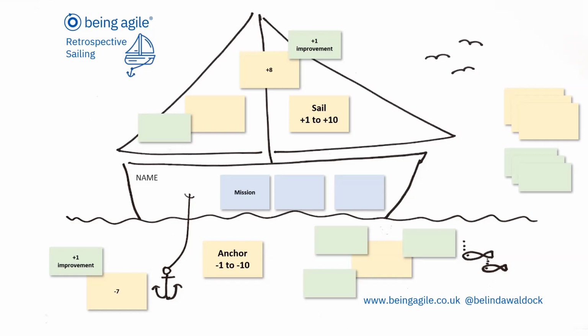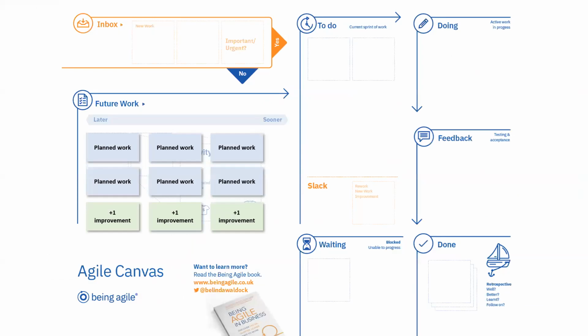Using an Agile approach, we can add our +1 improvements to our backlog. So here's an example of an Agile canvas with planned work already showing in our backlog in our future work. For our next sprint of work, we'll pull across some of our planned work, but we can also pull across some of these +1 improvements so that we can get those things actioned and make our boat go faster.